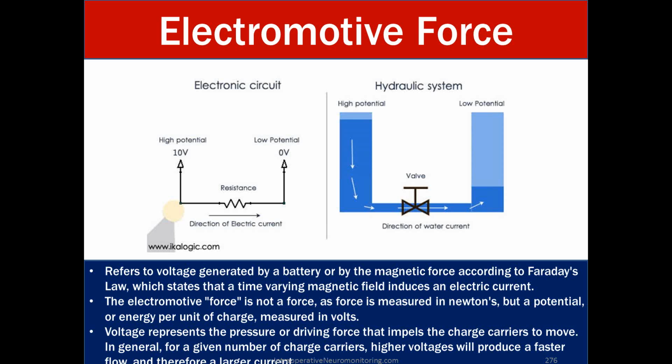So there are a couple of terms in that sentence that you should know. One is a potential, and its definition is energy per unit charge, and it's measured in volts. Voltage represents the pressure or driving force that impels the charge carrier to move. In general, for a given number of charge carriers, higher voltages will produce a faster flow and therefore a larger current.